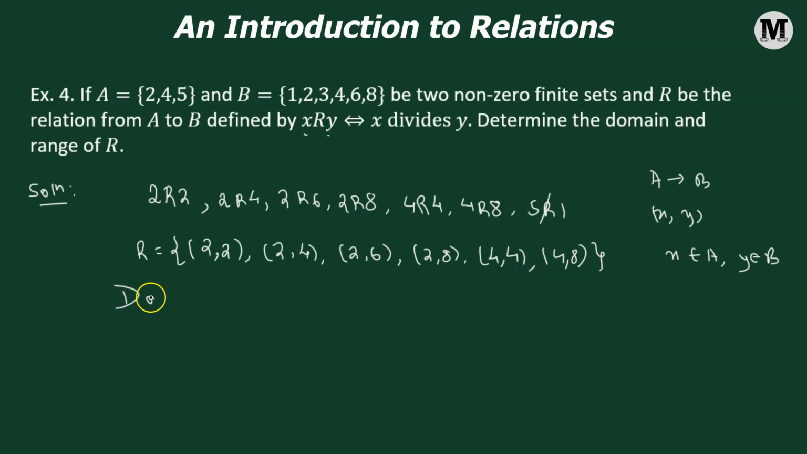Now that we have the relation R, we can easily define its domain. So the domain is going to be the first element of each of the ordered pairs. So we have 2, 2, 2, 4 and 4. So that means there are two distinct elements, 2 and 4.